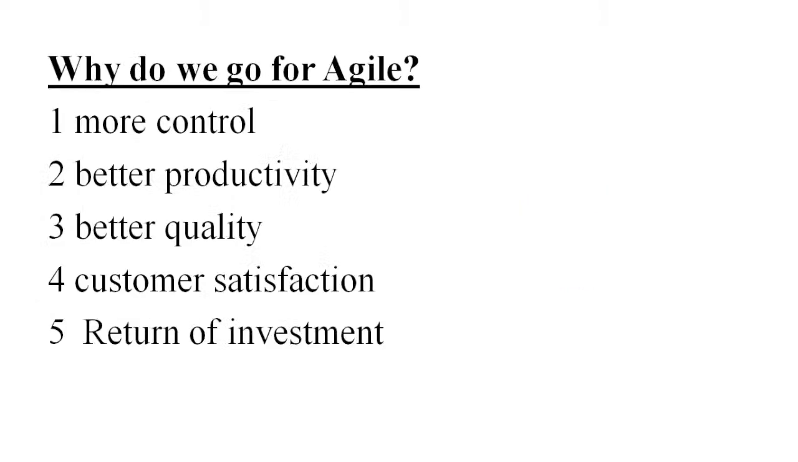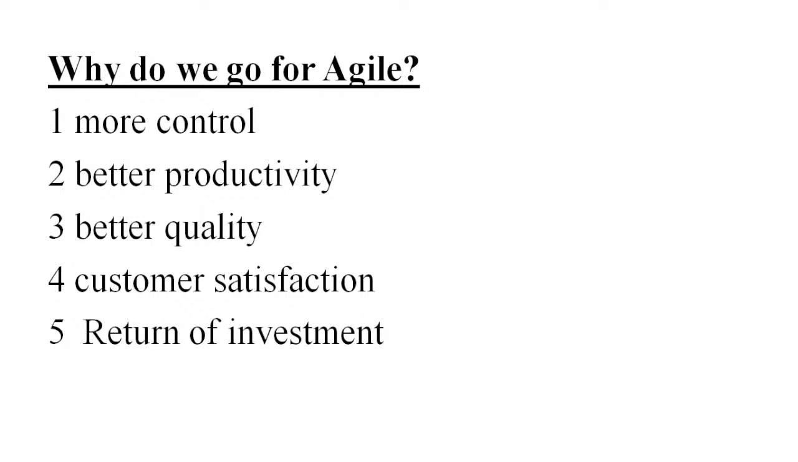Okay, so next one. Why do we go for Agile? What's the purpose? There are n number of methodologies, like the waterfall methodology, V model, and iterative model. So there are a number of models available. Why do we go for the Agile model? What's the importance of the Agile model? The first one is more control. The Agile model contains more control in the entire testing or development process.